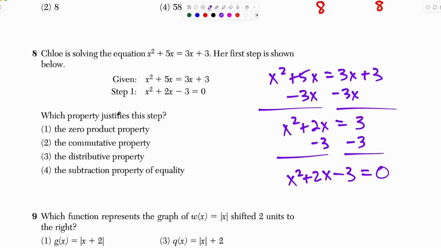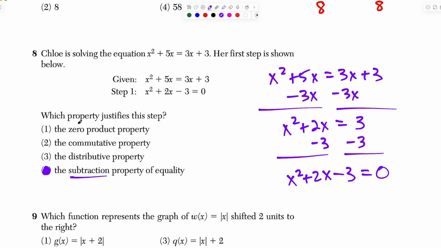So we look at the answer choices here, and we can see Chloe subtracted things on both sides. So she used the subtraction property of equality, which says that if we subtract equal quantities from both sides of the equation, the equation still holds true. We are allowed to do that. You are allowed to subtract equal quantities on both sides.